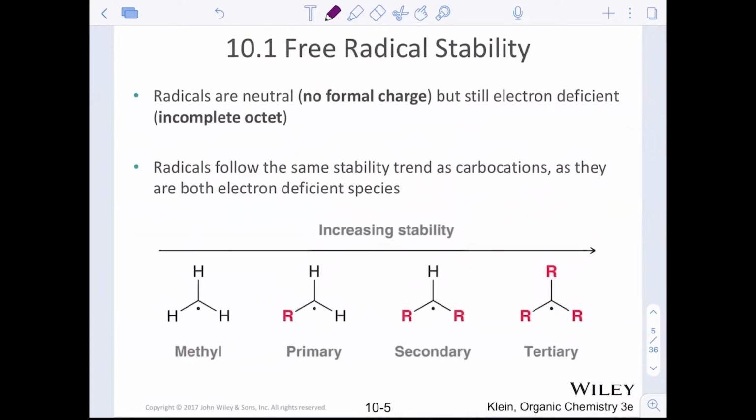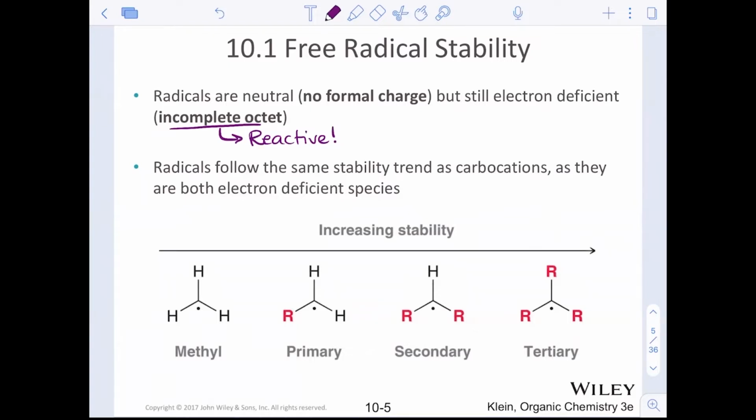Now, radicals are a little bit different than carbocations for sure. They are neutral, meaning they do not have a formal charge, but they do have an incomplete octet, and that is what makes them reactive. So just like the carbocation was a carbon with a +1 charge and was reactive because of that +1 charge, a radical is still reactive even though it does not have a formal charge. The reason it is reactive is because there's a carbon with an incomplete octet.